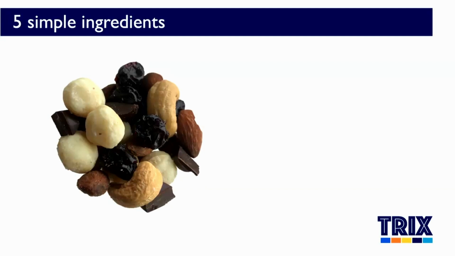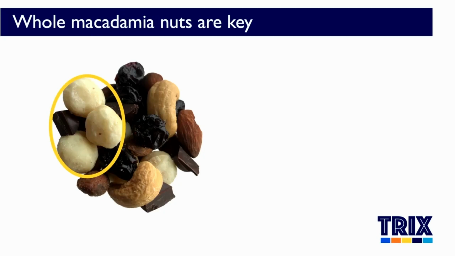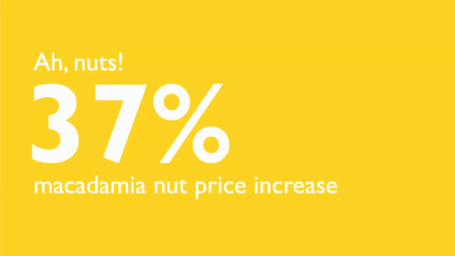Our classic trail mix has just 5 simple ingredients: whole macadamia nuts, almonds, cashews, dried cherries, dark chocolate chunks. Turns out those macadamia nuts are pretty important. People love them. They're sort of the mainstay of our mix. And when we switched from macadamia nut pieces to whole macadamia nuts, we saw sales skyrocket as a result. However, there's recently been a nearly 40% price increase in macadamia nuts. It's due to some blossom blight that's been happening in the crops of one of the major Hawaiian producers.